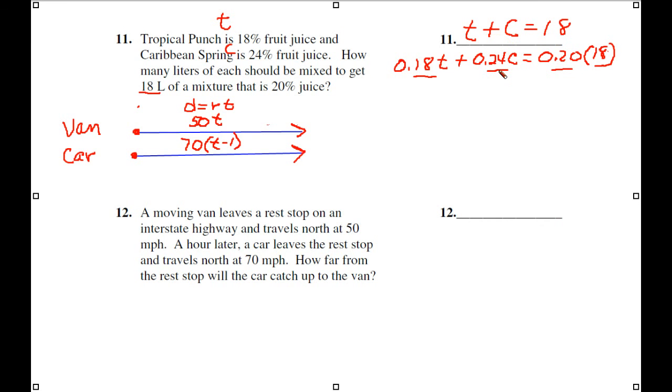Okay, now for number 12, we are changing the nature of what we're doing a little bit. Here's a moving van, and I've read it a couple of times. The moving van is traveling at 50 miles per hour. Later, a car is going to go, and it will travel at 70 miles per hour. And they're leaving from the same place. And what they're wondering is, when will they catch up to each other? And how far would they travel?